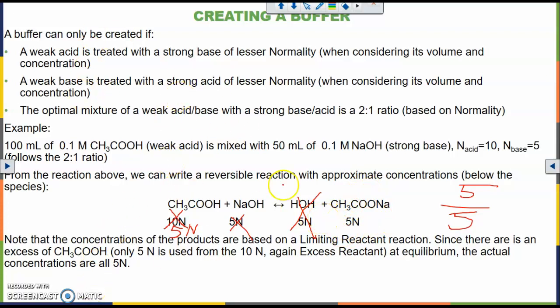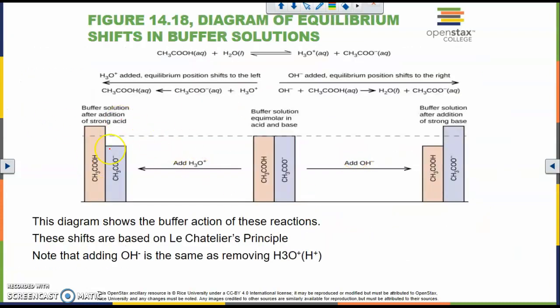So again, this is how you make a buffer solution. The best way to get a buffer solution is to treat the weak acid or the weak base with half the molarity of the strong acid or the strong base, which is the case here. The reason is that you have no strong base left over. Now, why is this very important? This shows you the reason.